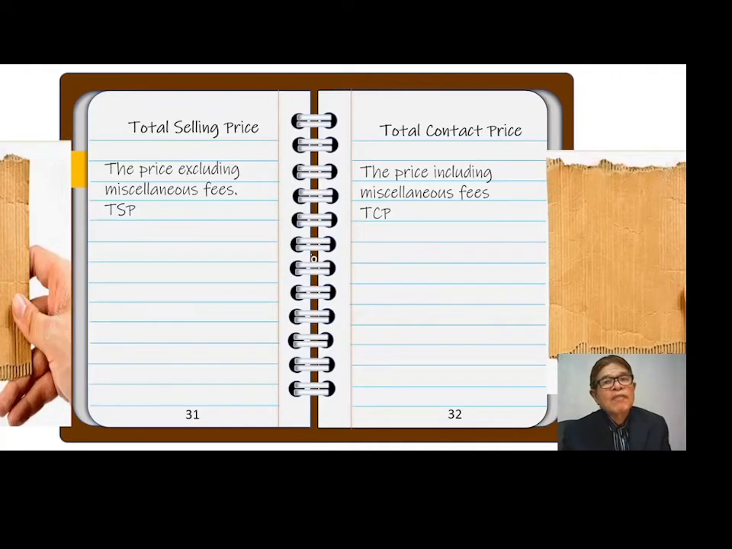But in the case of OPMC or Santa Lucia, it's different. The miscellaneous expenses are separated from the TCP. So, in effect, there are two contracts. One for the property and the other one is for the miscellaneous expenses.